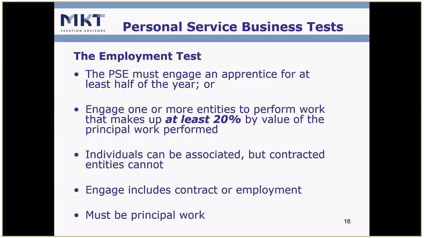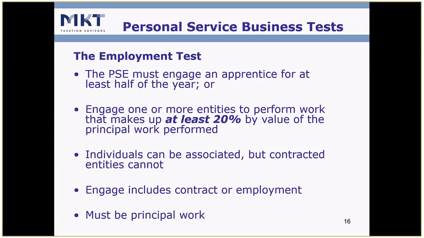So if you've got through the 80% test, but you couldn't get through the unrelated client test, you still have the employment test. The employment test says if you're a contractor operating in a trade, as long as you've engaged an apprentice for at least half the year, you pass that test, which means you're a PSB. If you're a professional or some other kind of service provider, as long as you've got an employee that makes up at least 20% by value of the work performed, so if the company is making $200,000, as long as that employee is generating 40,000 of that, you pass the employment test. It just means they're a PSB.